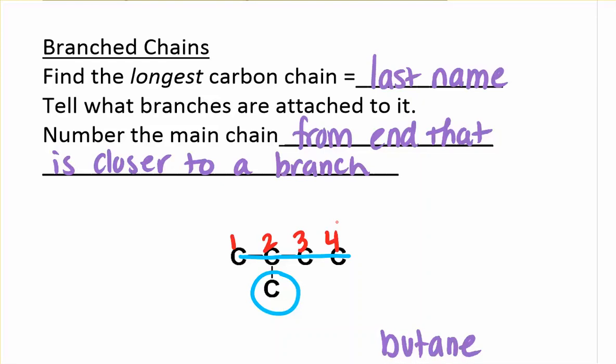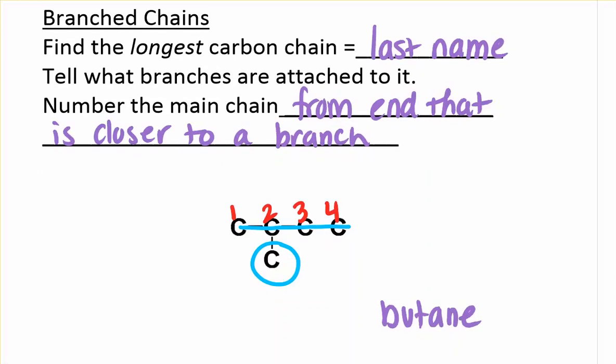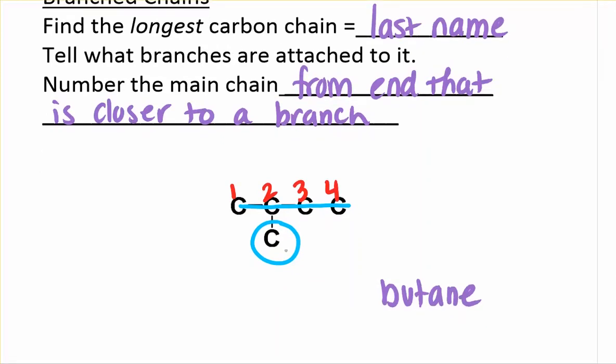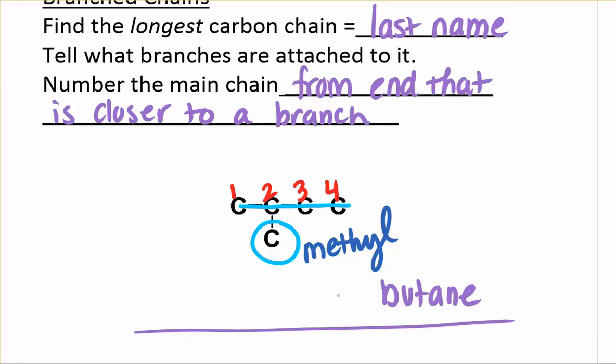There's one more thing I need before I can put together this name, and that is I need to have a name for this branch. This branch is called a methyl branch. Meth means 1 carbon, and the YL is for branch. Now I'm ready to put together my name. So the name always starts with the branches. I'm going to start with the branch location. It's on carbon 2. So I'll say 2, comma, and then the branch name, methyl, and then butane.